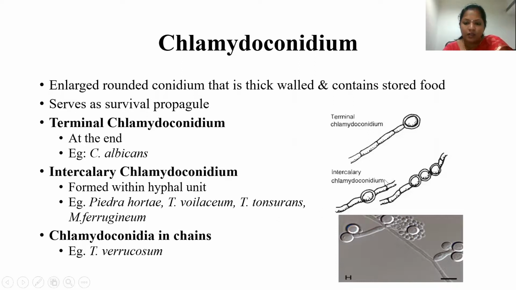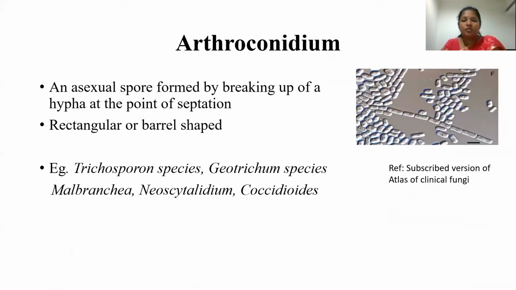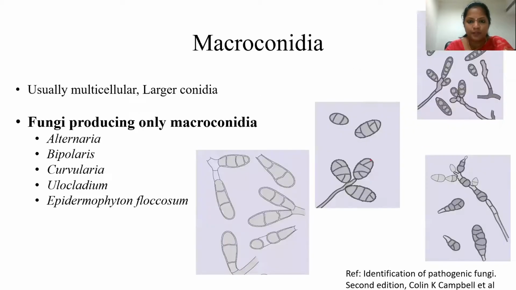Then intercalary chlamydoconidium can be seen in some dermatophytes like T. violaceum, T. tonsurans, M. ferrugineum, and in vitro we can see it. Chlamydoconidia in chains can be seen in T. verrucosum. Next, we should know about the arthroconidium. These are asexual spores formed by breaking off of a hypha at the point of septation. They are rectangular or barrel shaped. Examples are Trichosporon species, Geotrichum species, Malbranchea, Neocytalidium, and Oidiodendron species.